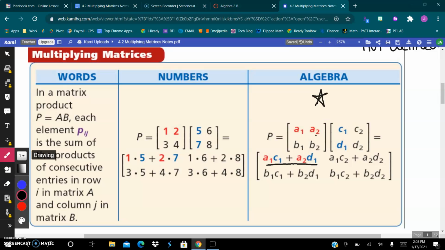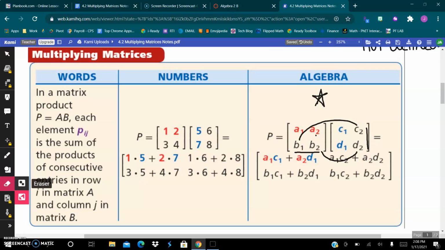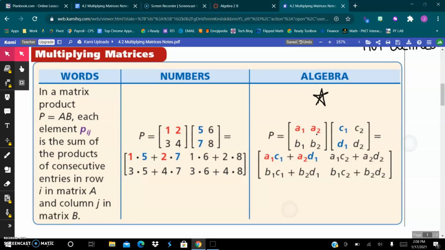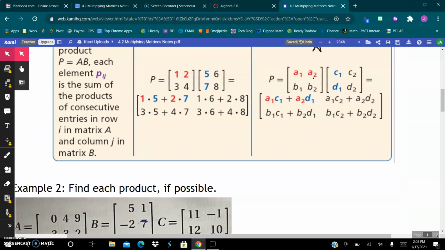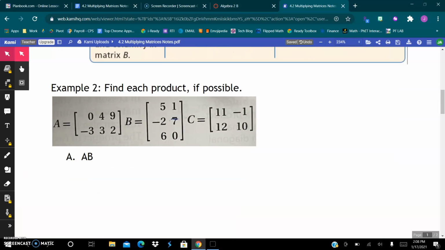So then for this bottom left-hand corner one, you are going to do the bottom row by the first column. So the first ones multiplied together, added to the second ones multiplied together. And then lastly, you're going to multiply it by that second column. So first ones multiplied together, and then you add it to the second ones multiplied together. All right, so it probably makes a little more sense when we're actually doing it, but that is your kind of map to help you walk through the problem.